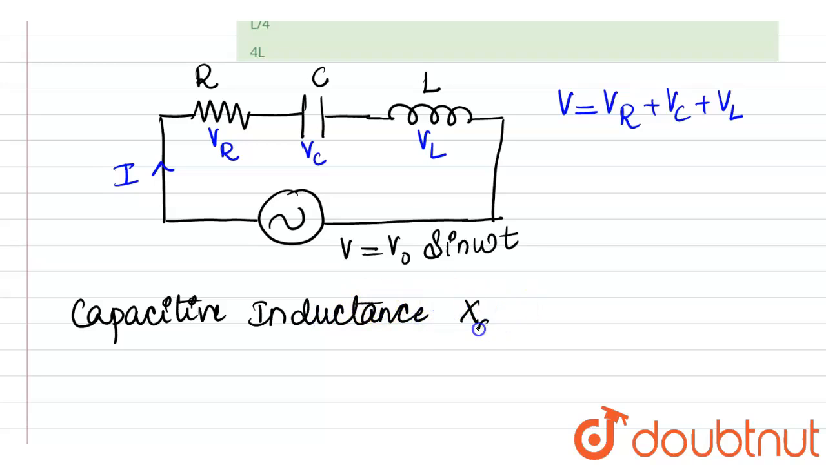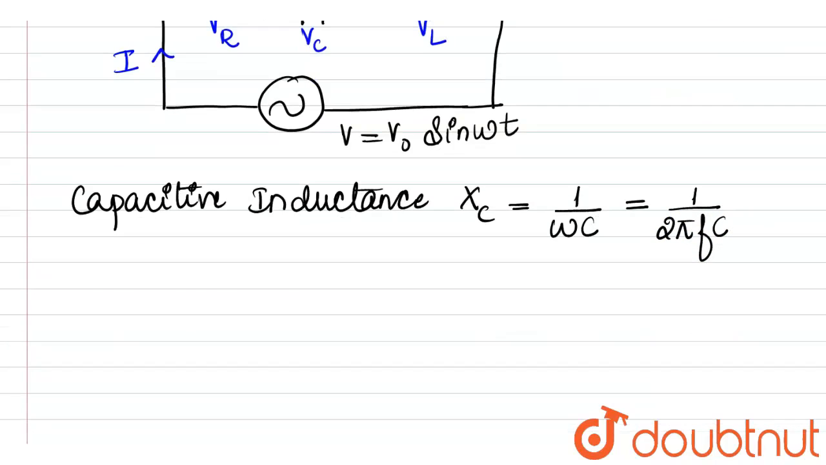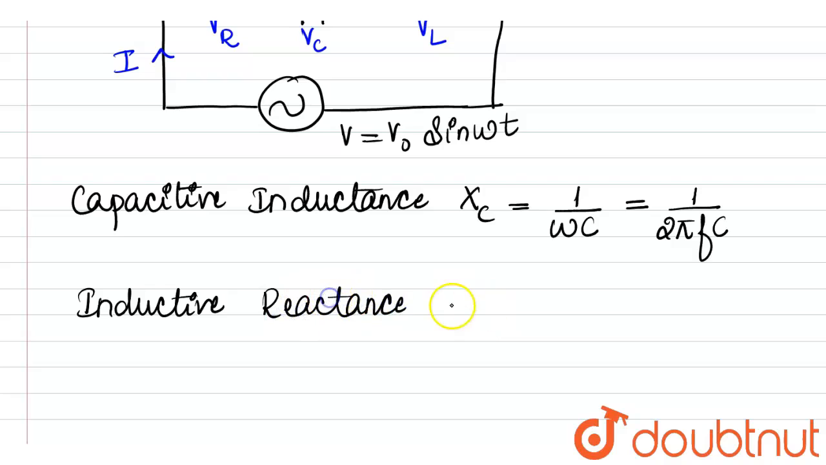It is given by XC, which is equal to 1 by omega C. In terms of frequency, we can write it as 1 by 2 pi FC. Similarly, we have inductive reactance, that is the resistance offered by our inductor, and it is represented by XL, which is equal to omega times L, which is 2 pi FL. Whenever XL is greater than XC, the circuit is inductive. When XC is greater than XL, the circuit is capacitive.